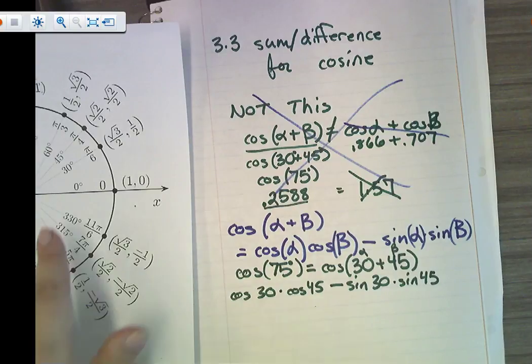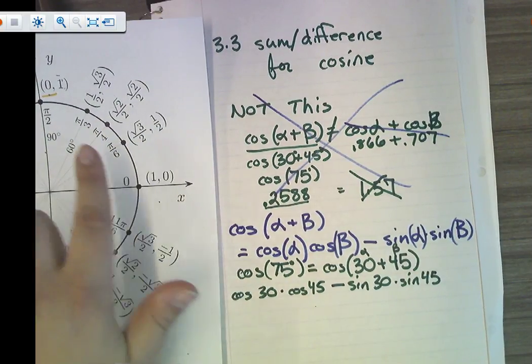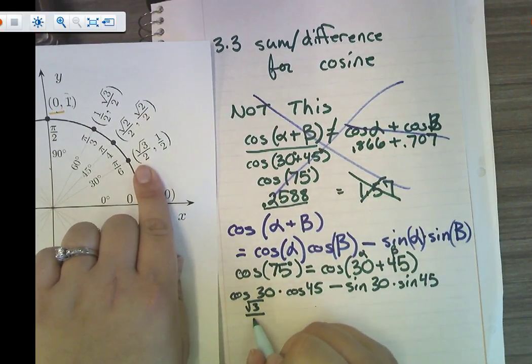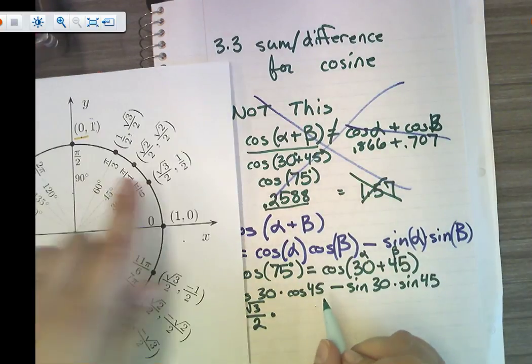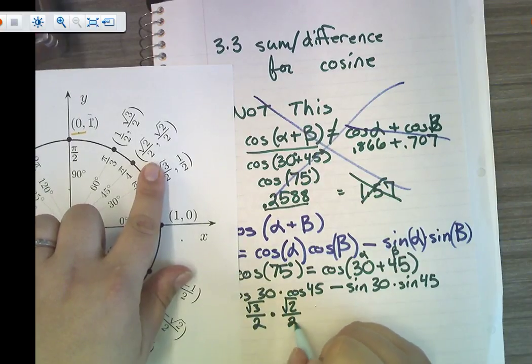Okay, so then cosine 30, so we said cosine are x values. So cosine of 30 is square root of 3 over 2, times the cosine of 45. The cosine of 45, so I go find my 45 degrees. My x value there is square root of 2 over 2.